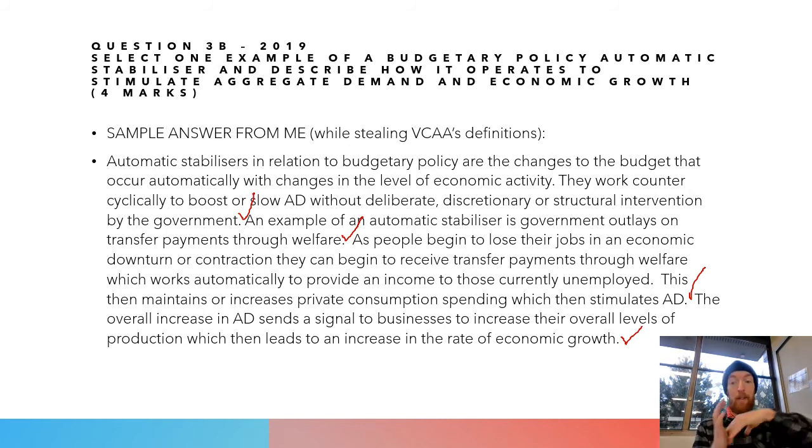If you want to talk about slowing things down in an expansion and working countercyclically there, collecting more tax revenue is a good example of that because it can slow down spending. So that's the logic I'd go with. Hopefully that makes sense to you. But I feel like that's a lot easier to go with.